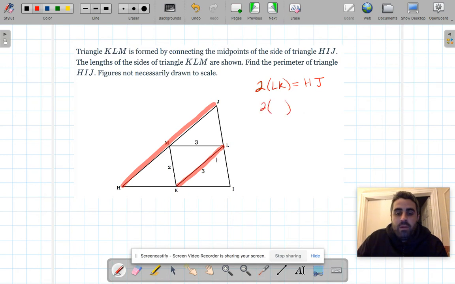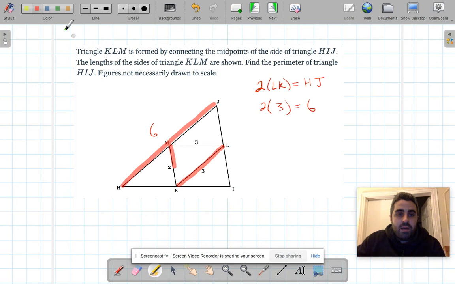So in this case, we know the length of the mid-segment is 3. So our side length HJ is 2 times 3, which is 6. So this entire side is 6. So basically, we're just going to continue to repeat this process until we know all the sides, and then we're going to add them all up.